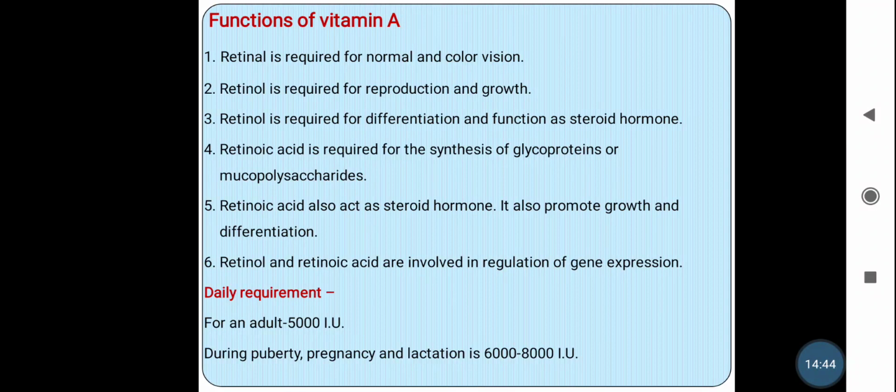So the main function of vitamin A is normal vision. Again, it is required for normal reproduction and growth. Again, it acts as a steroid hormone. Again, it is involved in the regulation of gene expression. Then the daily requirement of vitamin A in a normal adult is 5000 international units daily. Again, during puberty, pregnancy and lactation, its requirement increases from 6000 to 8000 international units daily. So these are the daily requirements of vitamin A.